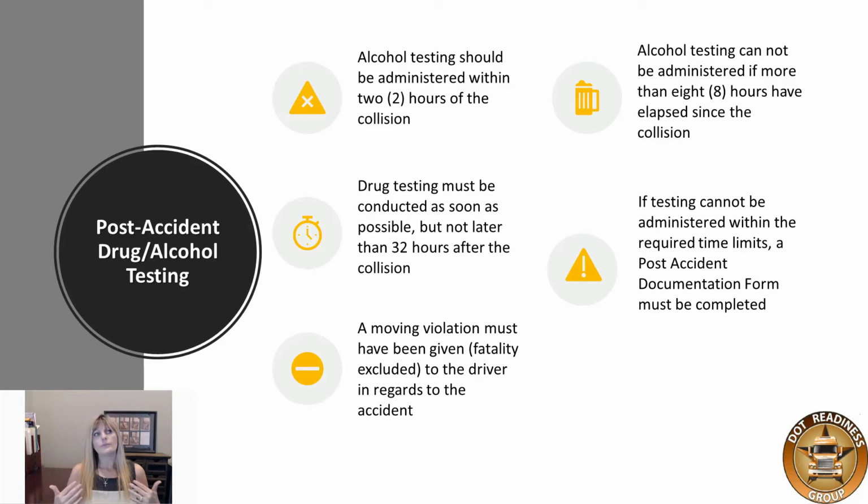A moving violation must have been given, with a fatality excluded, to the driver in regards to the crash. What this is saying is that in every scenario of a fatal crash, whether it was the driver who died or somebody else, it doesn't matter who the fatality was, the driver has to be drug and alcohol tested post-crash every single time. But if there was no fatality, then the driver has to receive a moving citation in order to get that drug testing. If he does not receive a moving citation, except for the fatality, you do not do a DOT drug and alcohol test, period. You can do a non-DOT drug test, but you cannot do a DOT drug and alcohol test unless the fatality happened.